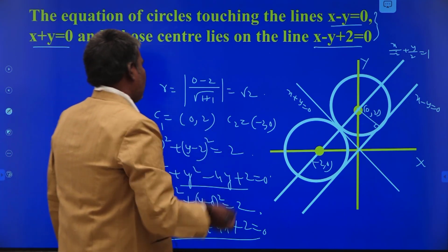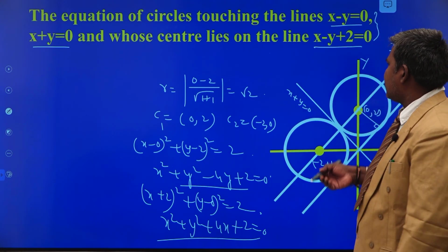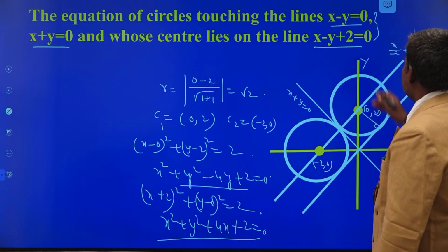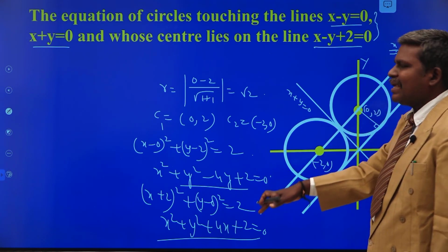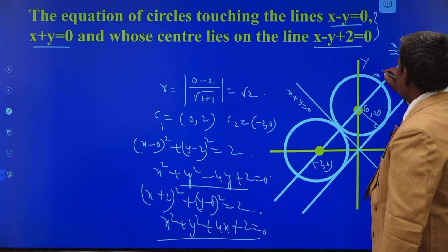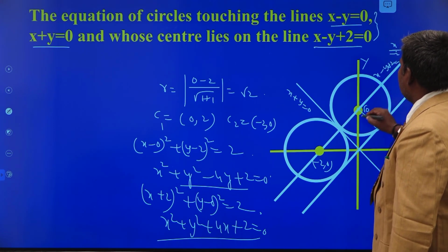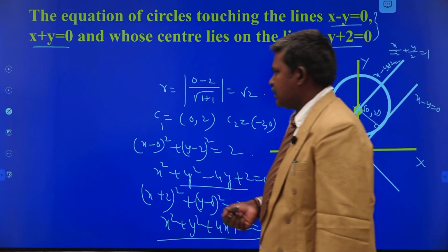These are the two equations which satisfy your given conditions, like the two circles touching both the lines x minus y equal to 0 and x plus y equal to 0. Again, their centers lie on x minus y plus 2 equal to 0. These are the corresponding required centers.